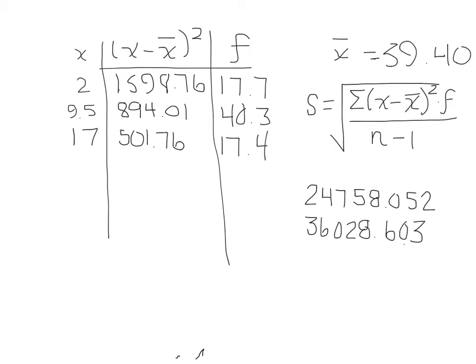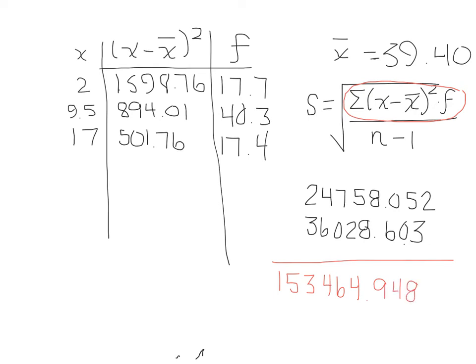So now I'm going to do that for every single class, and then according to the formula, I need to take all of those squared deviations multiplied by their frequencies and add them up. So if I add up those squared deviations multiplied by their frequencies, not just the 2 that I showed, but all of them, I get a sum of 153,464.948.